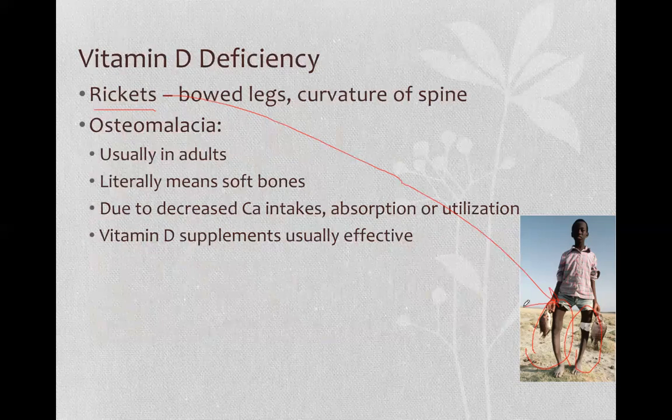Something that happens in adults is called osteomalacia. And this is similar to rickets, but in adults, and it means soft bones. And it can be due to decreased calcium intakes, inability to use or absorb calcium, which could be impacted by vitamin D status. So generally speaking, vitamin D can be supplemented.